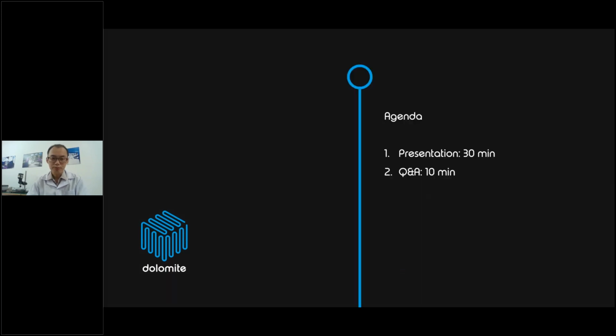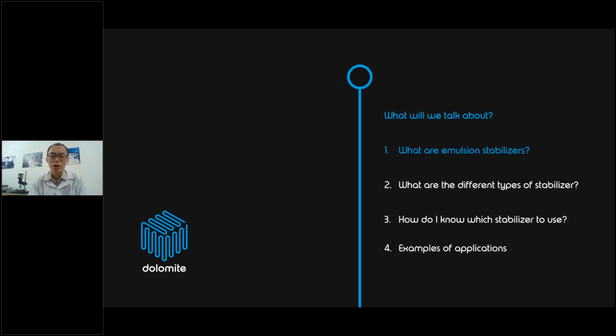So the agenda today will include a presentation, and after that we move to the Q&A section. If you have any question during my presentation, please feel free to write it down in the question box, and we will answer it directly in the Q&A section. The content of today's webinar includes what emulsion stabilizers are, what the different types of stabilizers are, how do I know which stabilizer to use, and finally some example applications.